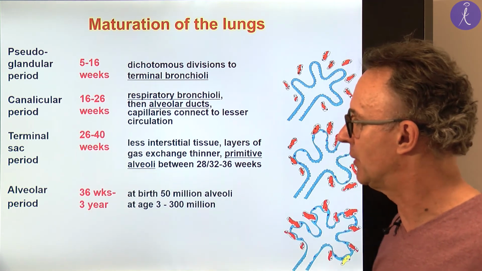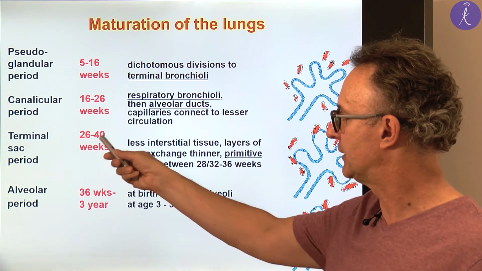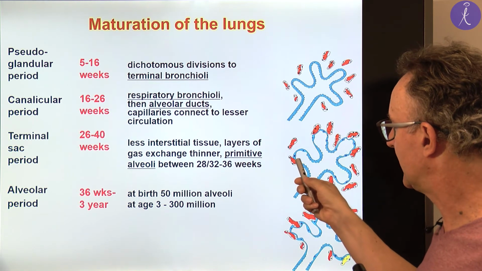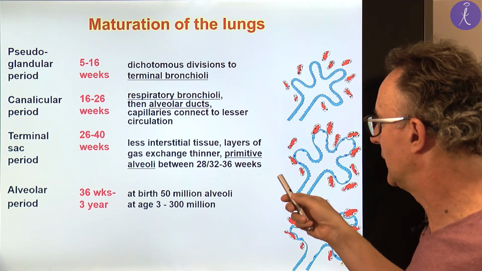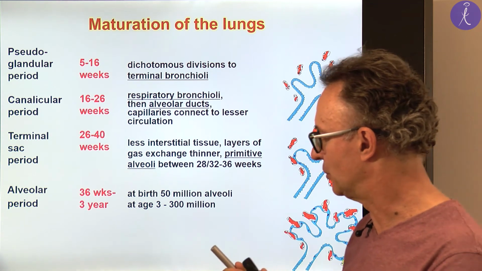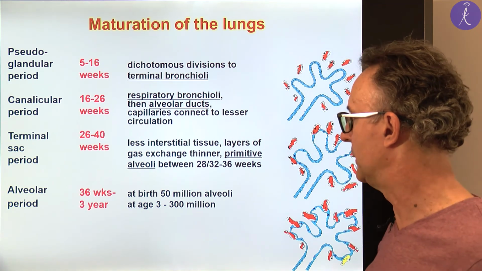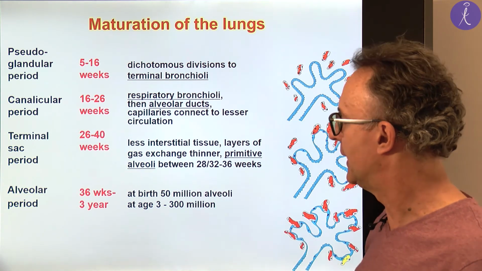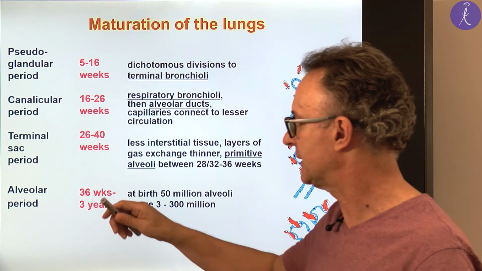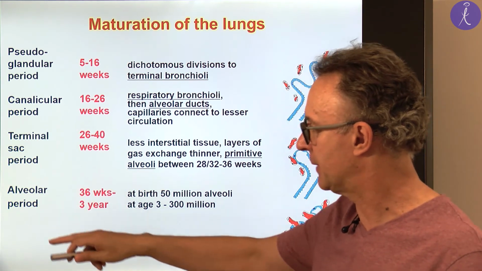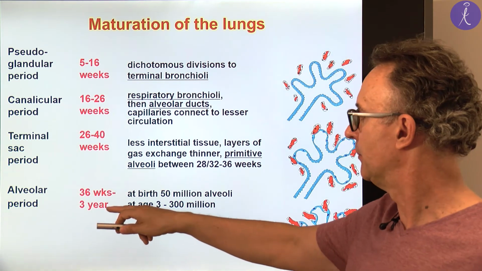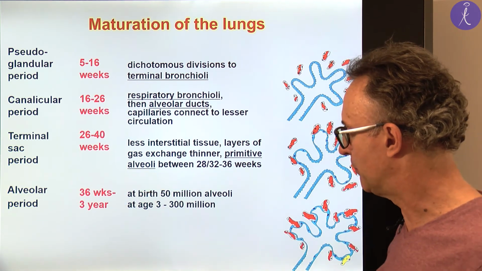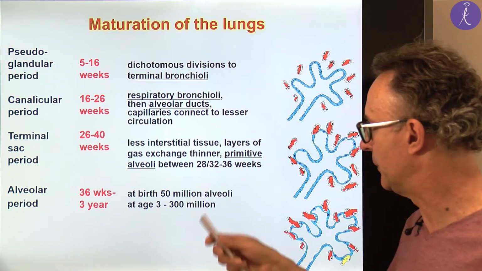And the final is the terminal sac period, 26 to 40, when the vessels are adjacent to the epithelium lining of the alveoli. It should be very crucial to have a very tight contact between them, and this develops by the end, and doesn't finish the process. As I told you, this is the alveolar period, which starts just before the birth, but it extends until the year 3, and that's why the number of the alveoli increases from 50 million to 300.